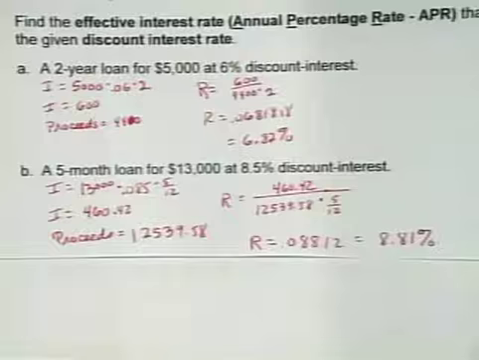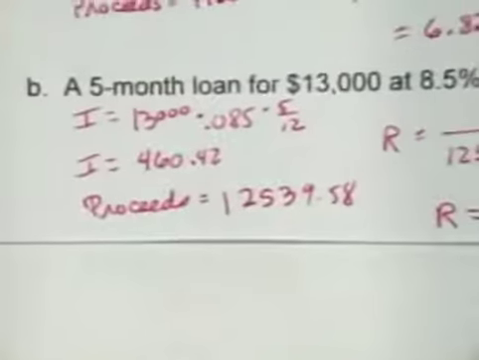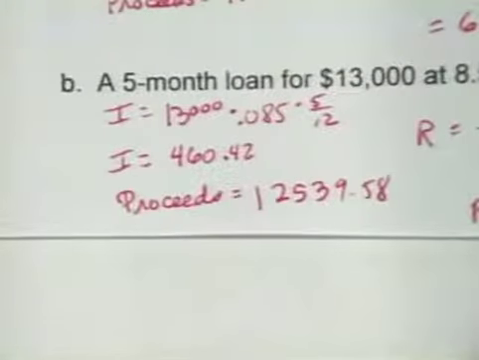Do I need to zoom in on that, Holly? Okay, just a second. 13,000 times 0.085 times 5 divided by 12 is your information that you need to calculate interest. The interest will then be $460.42. It's a discount note. Therefore, we're going to subtract the interest to get the proceeds. Proceeds, $12,539.58.